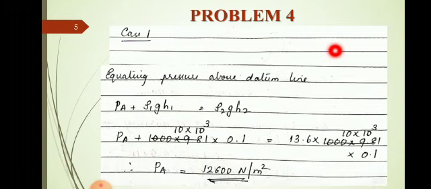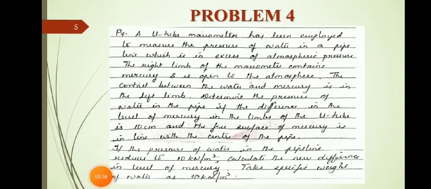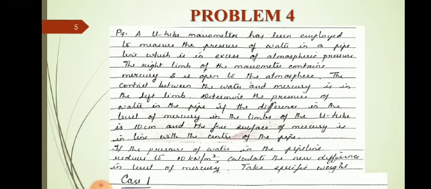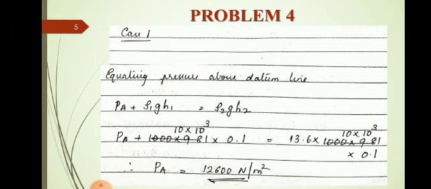So the equation finally becomes Pa plus rho 1 GH1 is equal to rho 2 GH2. So Pa is an unknown quantity. You can keep it as such, plus what is rho 1? Rho 1 is the value is given. See in the question, the last sentence is take specific weight of water as 10 kilonewton per meter cube. So here, when you equate the pressure above the datum line in both the limbs, the equation is Pa plus rho 1 GH1 is equal to rho 2 GH2.